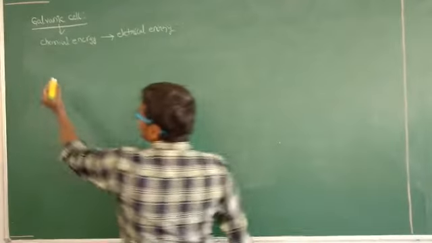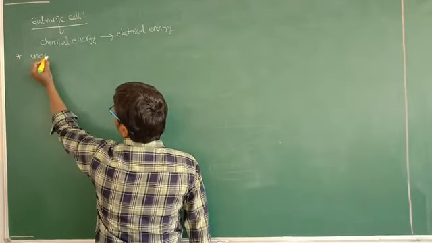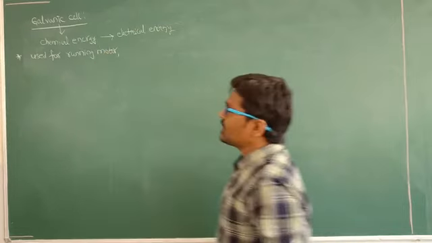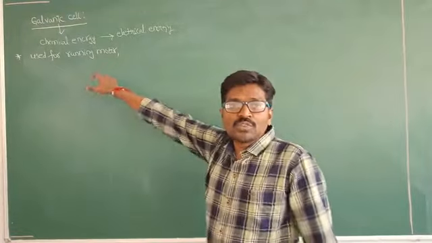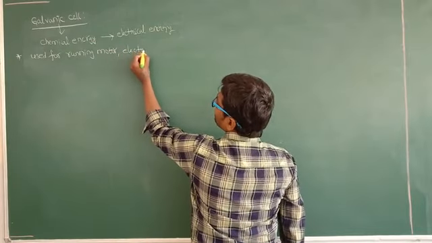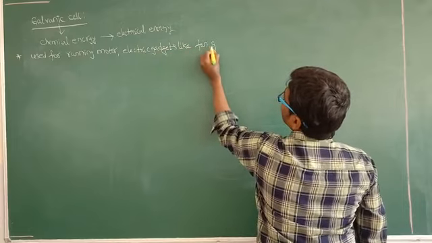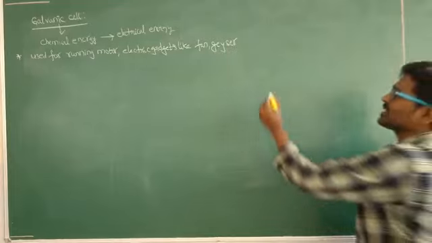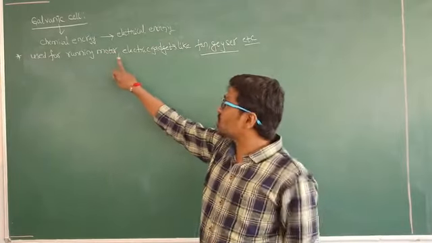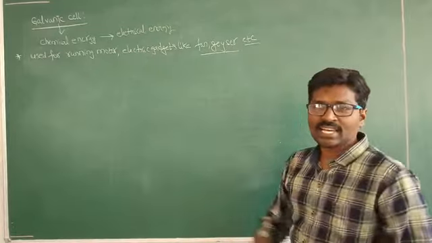Next point. Galvanic cells are mostly used for running motors. In motors, we observe the presence of galvanic cells. They are also used in electric gadgets like fan, geyser, etc. So these galvanic cells are used not only in running motors but also in electric gadgets like fan, geyser, etc. The best example, which we have already discussed, is the Daniel cell.